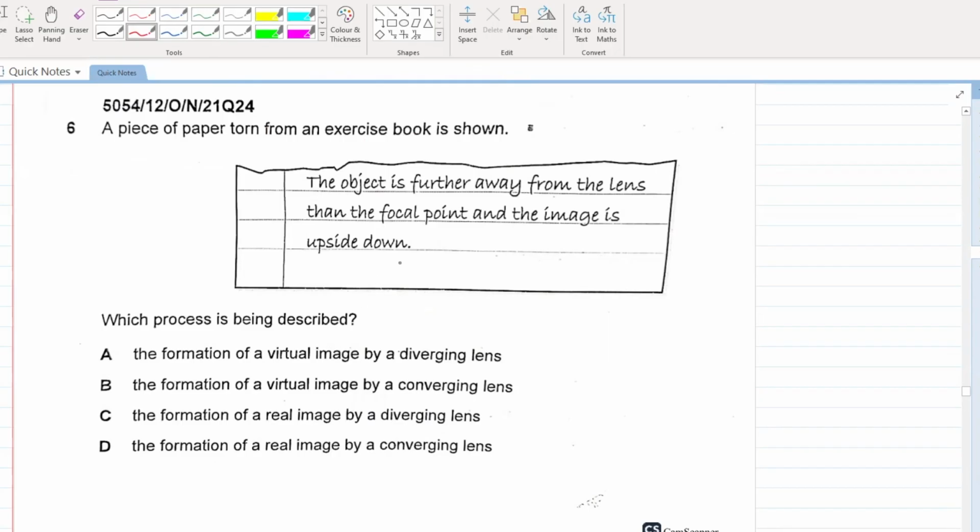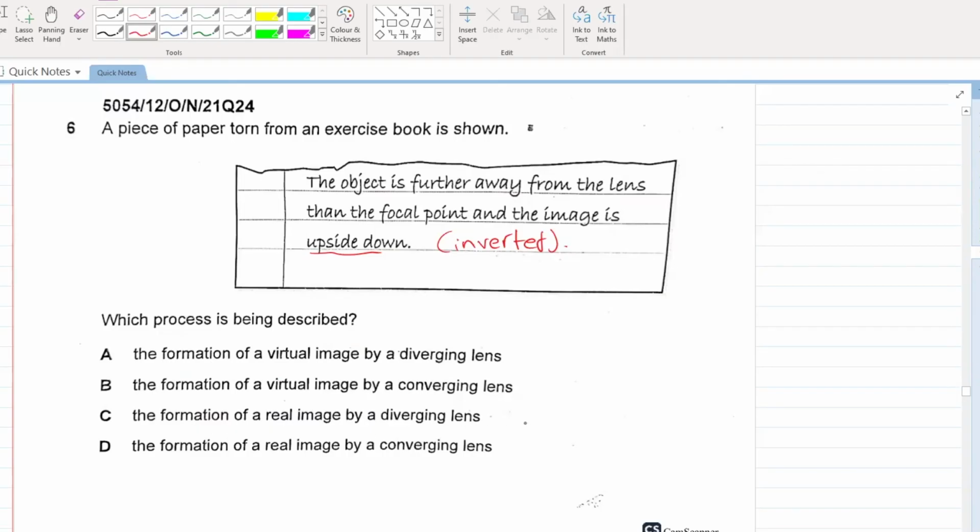A piece of paper torn from an exercise book is shown. Which process is being described? The object is further away from the lens than the focal point. So it is beyond F. And the image is upside down. Basically, the image is inverted. This is a typical description of a converging lens.